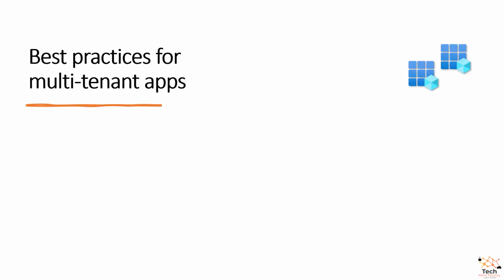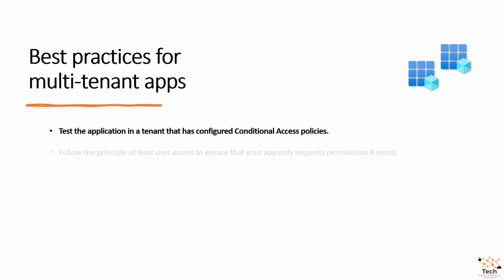Okay, last thing, some best practices for multi-tenant applications. Test the application in a tenant that has configured conditional access policies. This is really important because you can be surprised that the application worked in your tenant, and then you provision service principals in your customer tenant, and because conditional access policies are configured in the customer tenant, users will not be able to use or access this specific multi-tenant application.